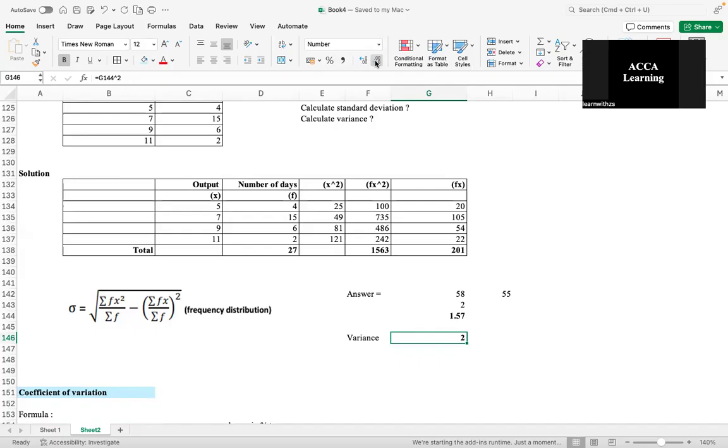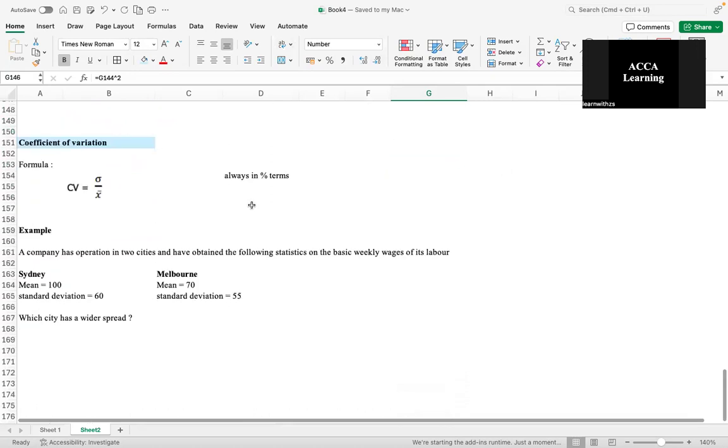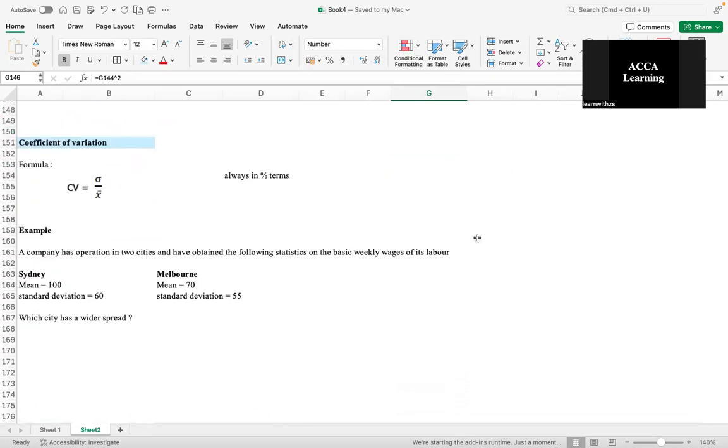Now let's get into the topic of coefficient of variation. All right. Now, what does it measure? It measures the relative variability of a data set by dividing the standard deviation, this is the sign of standard deviation, by the arithmetic mean, which is your x bar. But just always remember, this will always be in percentage terms and not in normal general number terms. All right.